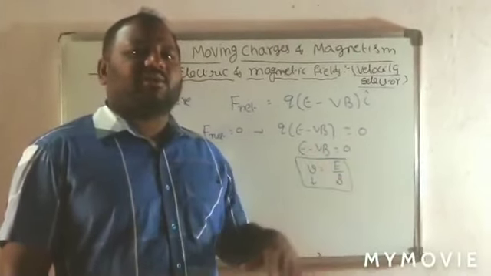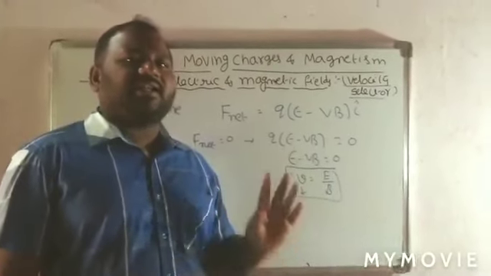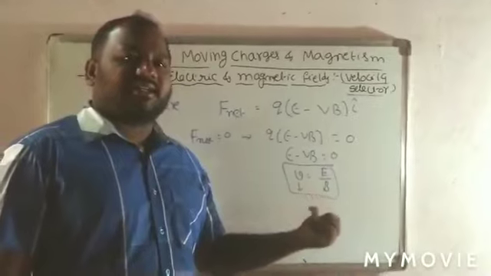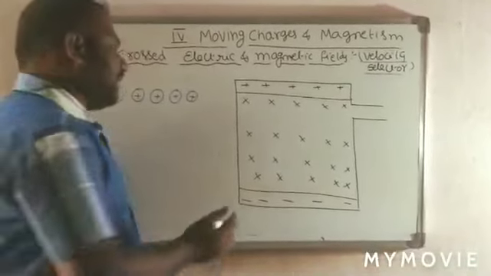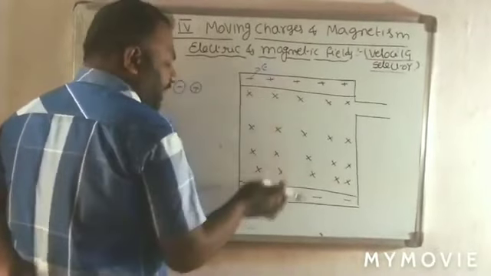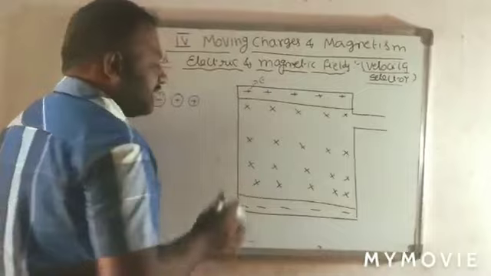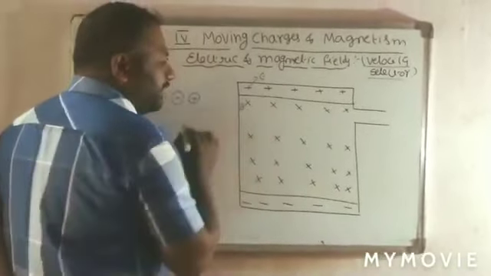So based on that, we are going to identify a particular velocity charged particle, which is known as the velocity selector. See the velocity selector: here I consider the plus and minus to represent electric fields, and the cross represents the magnetic field.